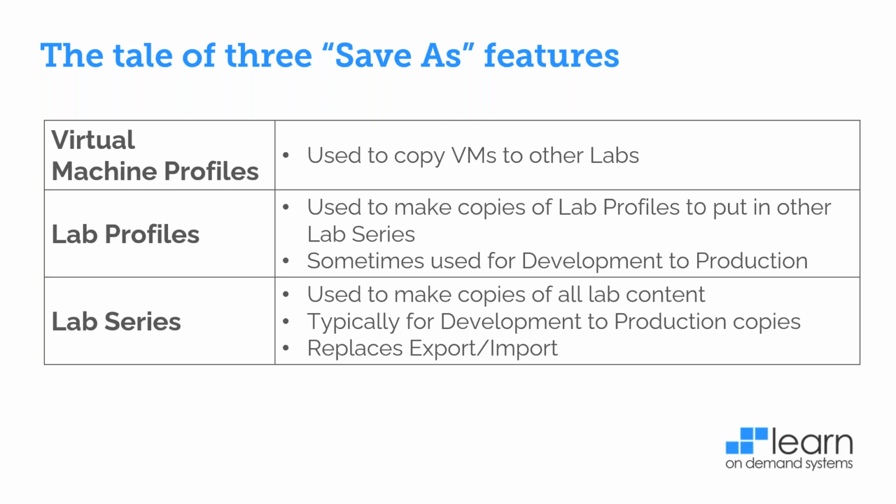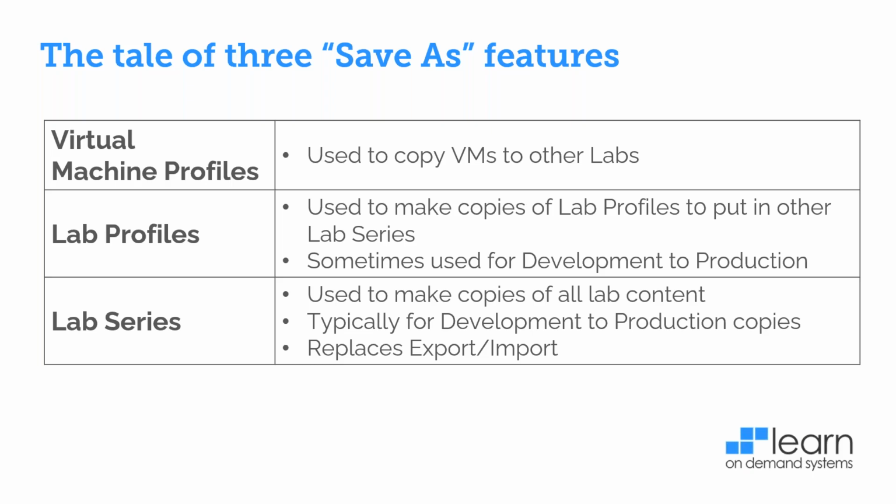Then our third feature, and this is brand new, is using Save As in a lab series. This is used to make copies of all lab content. So once again, now we're taking a series which contains lab profiles and virtual machine profiles. And by the way, we're talking about all these different profiles. This also includes if you're using cloud content or if you're using containers or hosted virtualization out in AWS or Azure. All of that content gets relocated in both lab series and lab profiles.